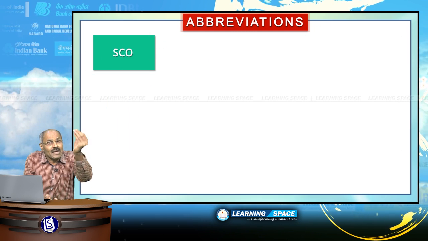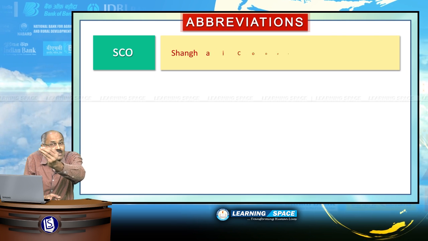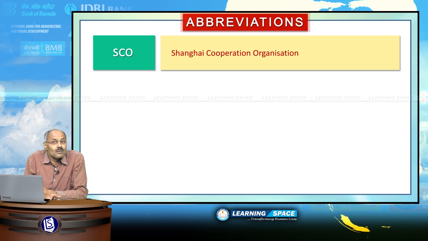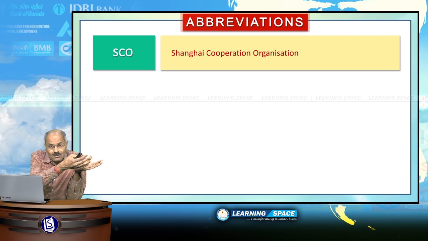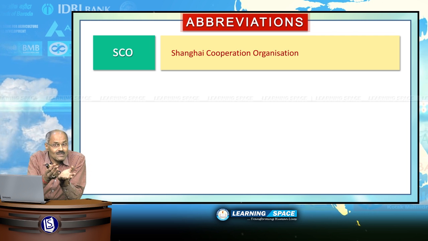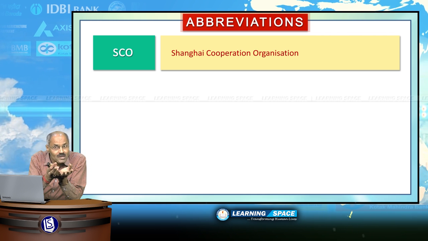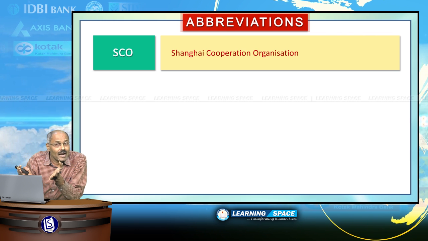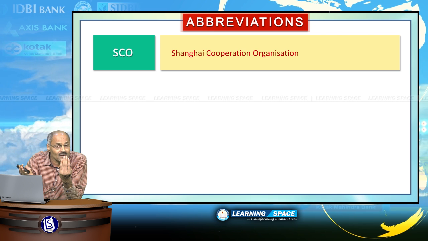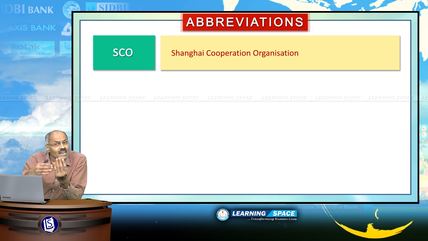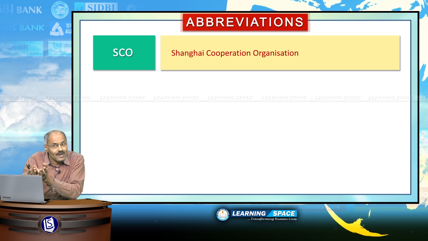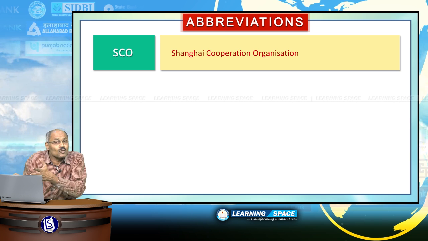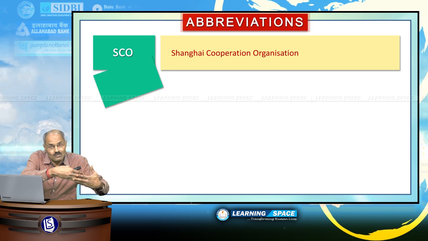Look into the next one, SCO, Shanghai Cooperation Organization. This Shanghai Cooperation Organization, previously known as Shanghai 5, at present has 6 countries as its members, including China and Russia, and 4 Central Asian countries. And India and Pakistan will become members shortly, as SCO agreed to India and Pakistan becoming full-fledged members.